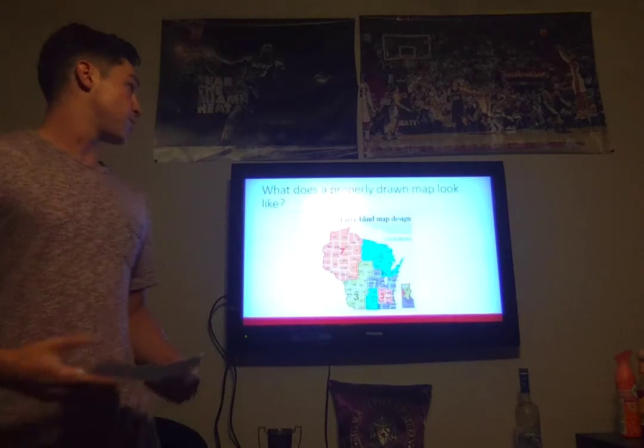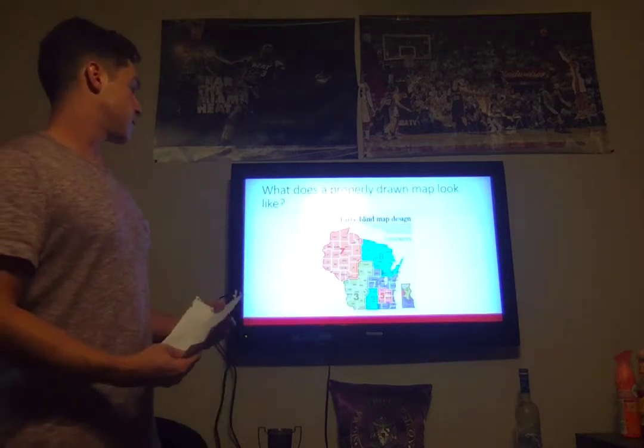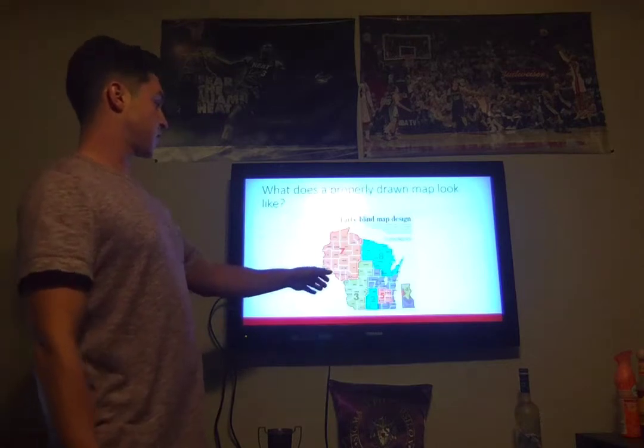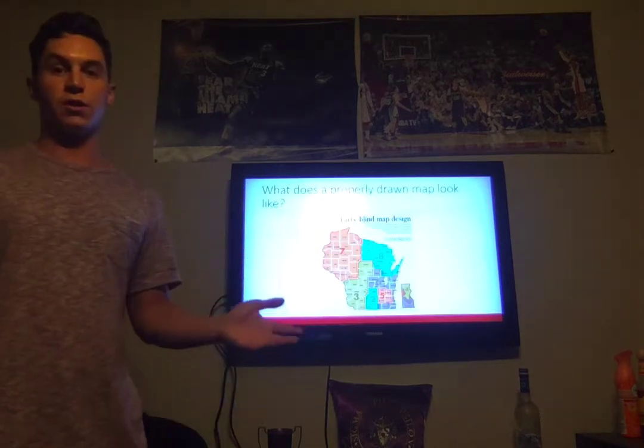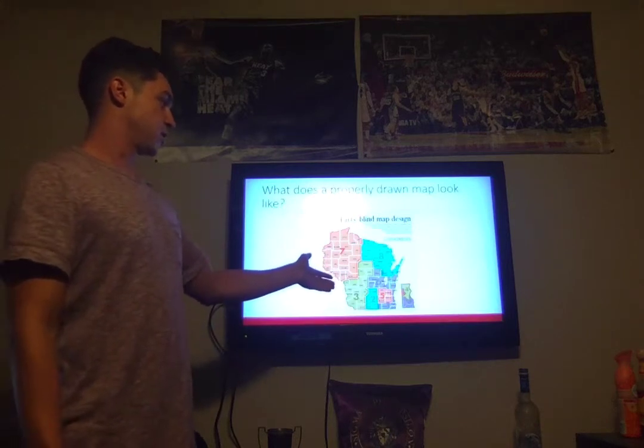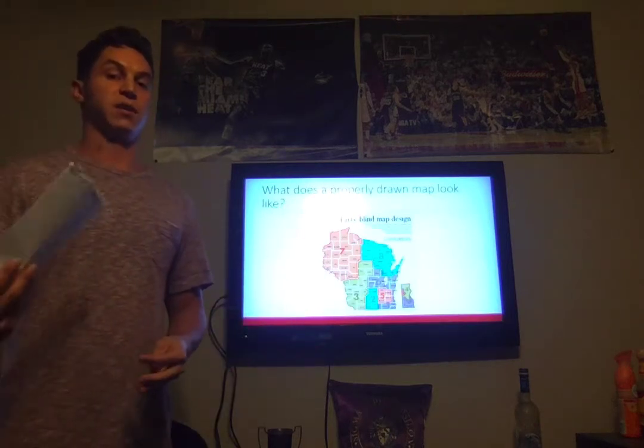So here's an example of a properly drawn map. This is the map of Wisconsin. There are 8 districts. Each of the districts are obviously drawn very proportionately. You can see that it's based off population. Nothing here seems out of whack. Everything seems to be based off the population data.